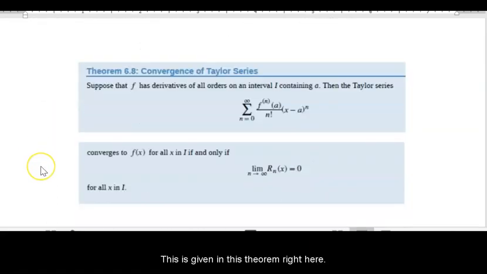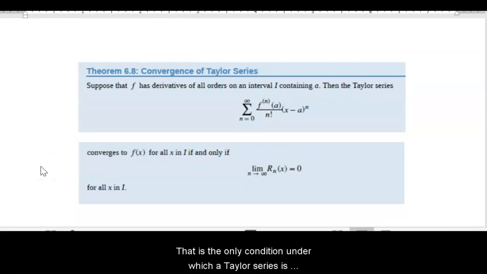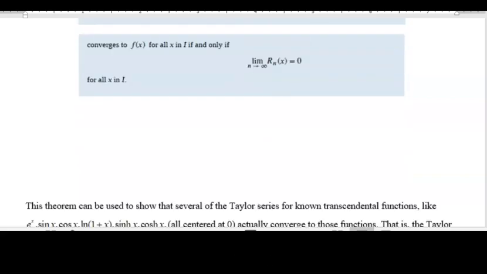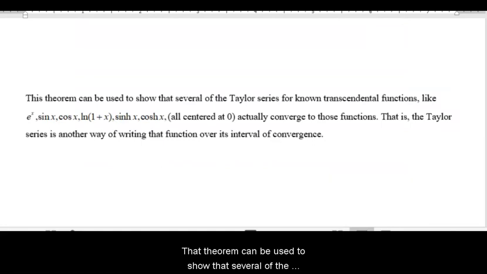This is given in this theorem right here. That is the only condition under which a Taylor series is guaranteed to converge to the same function which produced it, when the remainder goes to 0 as n goes to infinity. That theorem can be used to show that several of the Taylor series for known transcendental functions like e to the x, sine x, cosine x, natural log, sinh, cosh, all centered at 0, actually do converge to those functions over their intervals of convergence.